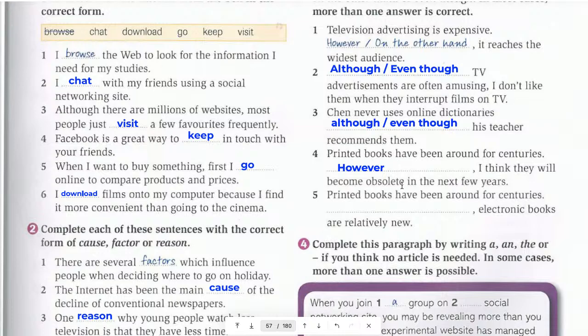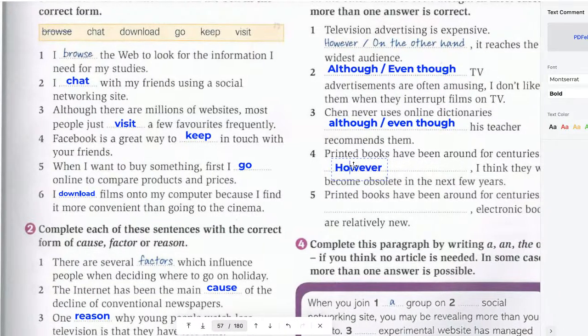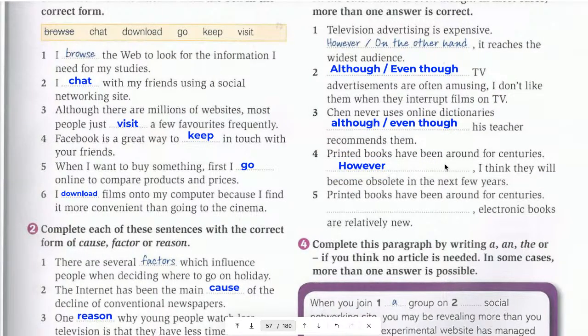Obsolete means that it will be kind of outdated. It will be too old-fashioned, too old, and not so many people will use them. Normally they use the word obsolete to talk about many different kinds of technologies or apps. They will become obsolete very easily in the modern technological world.